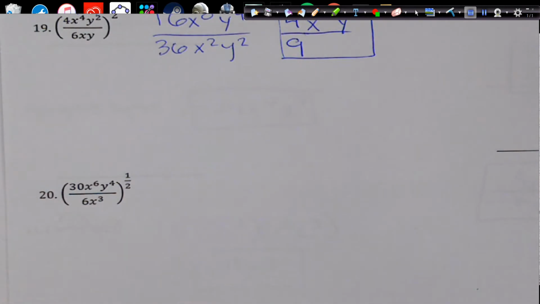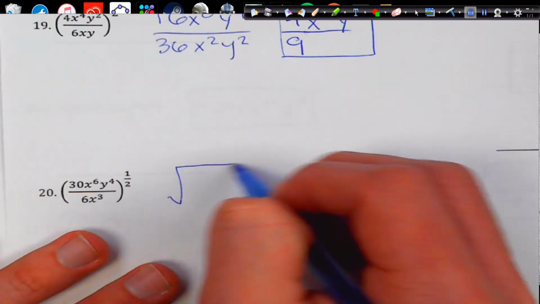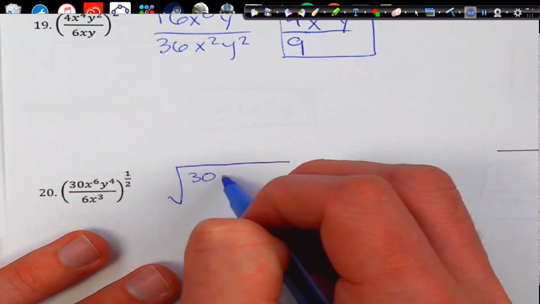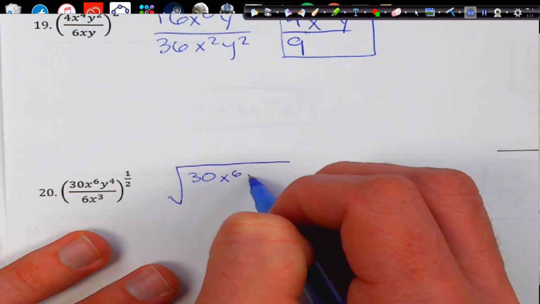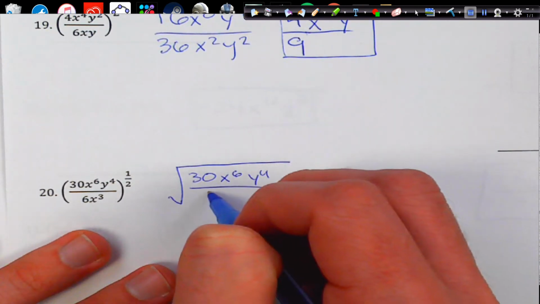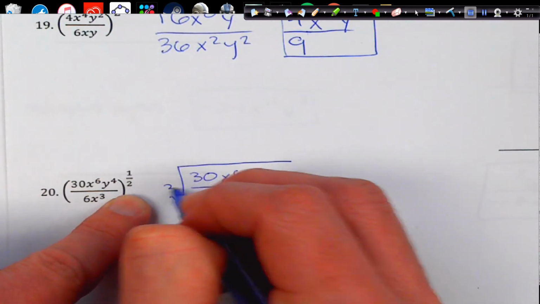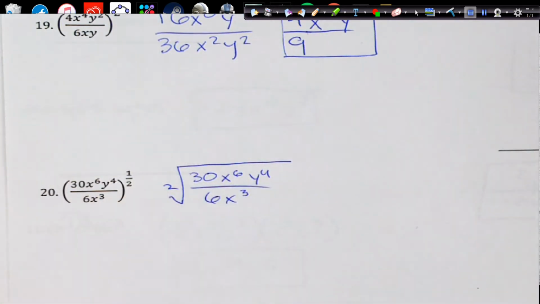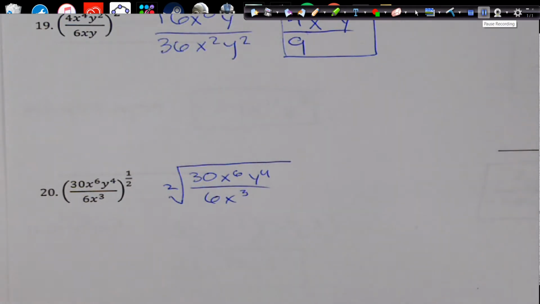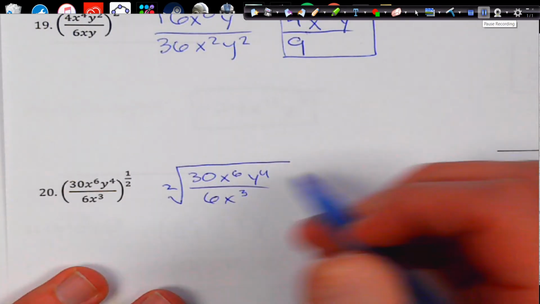Here we're going to take the square root of this whole function. And the reason why we do that is 2 goes in the index and then 1 goes in the power up here, but that doesn't change anything. So we can simplify it first and then try and take the square root.